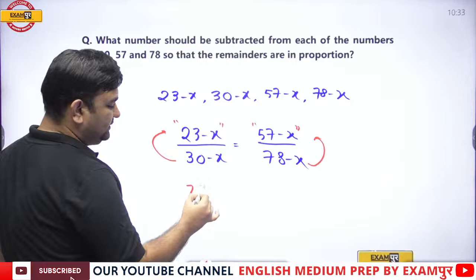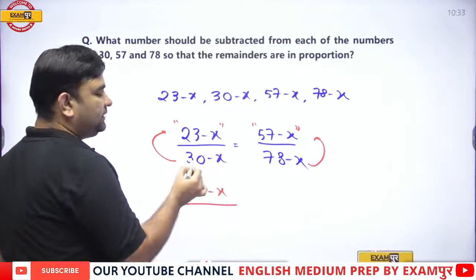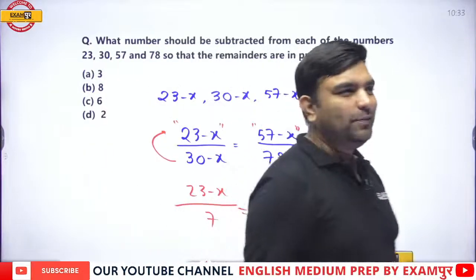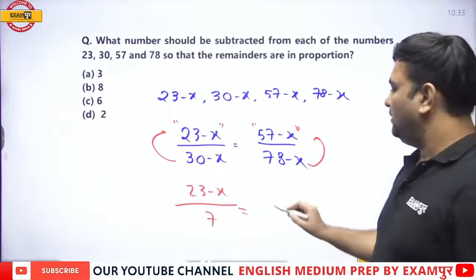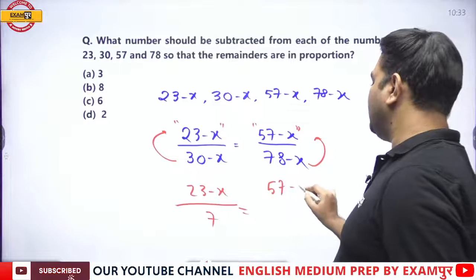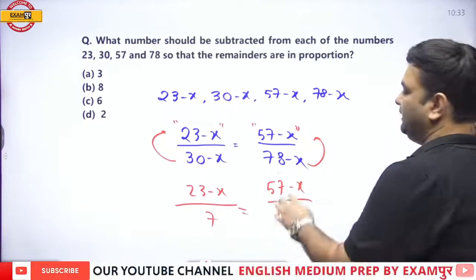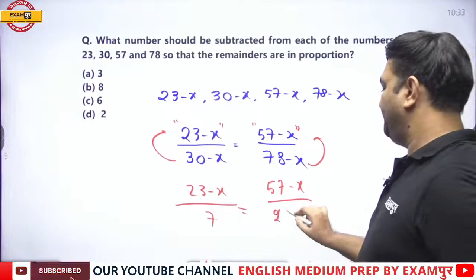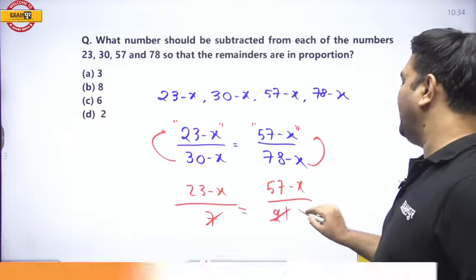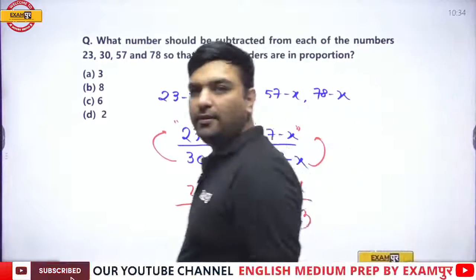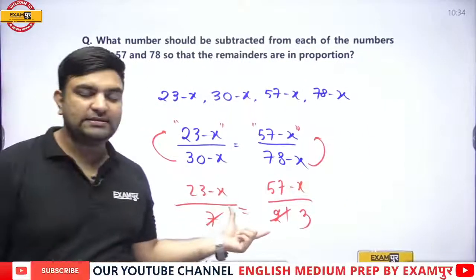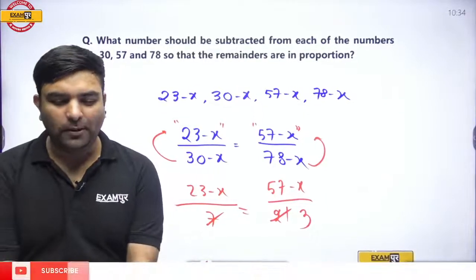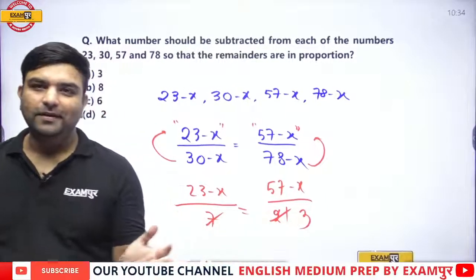So 23 minus x, 30 minus 23 is 7. 57 minus x, and this is 78 minus 57, which is 21. You can say, sir, this is getting cancelled very easily, 3 times. And our complicated looking problem has become very easy.